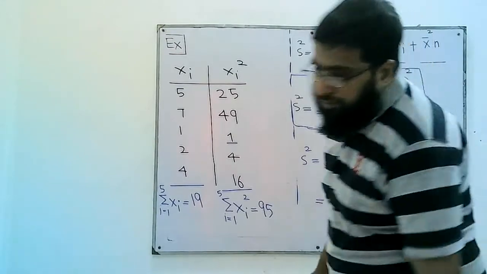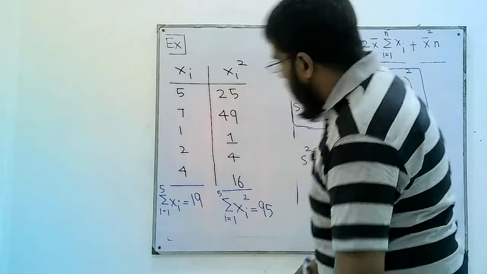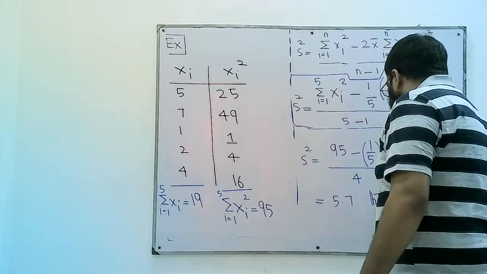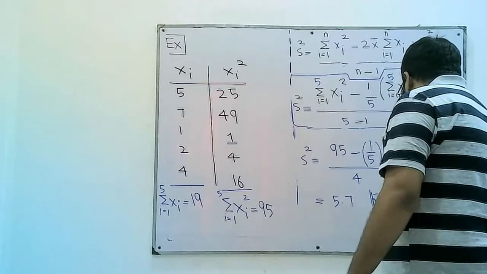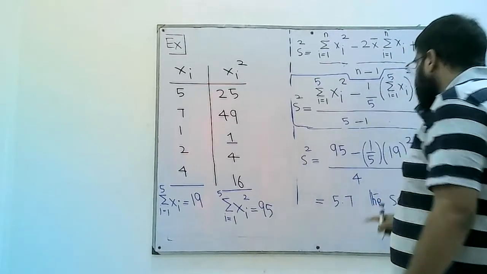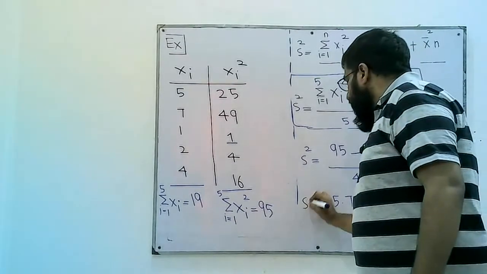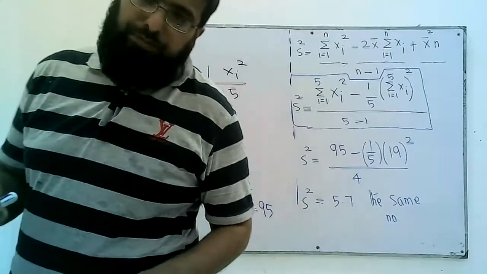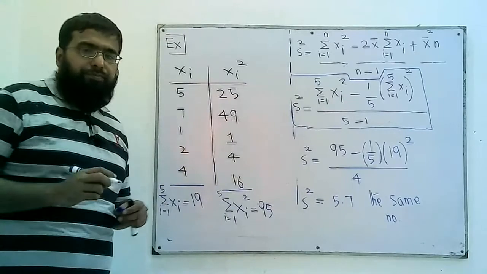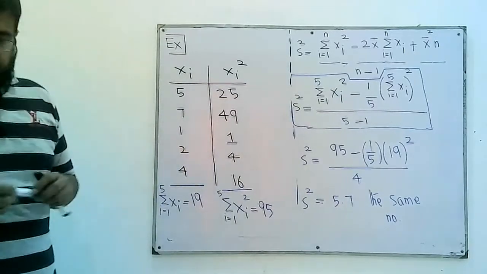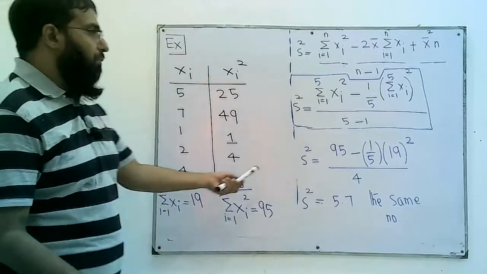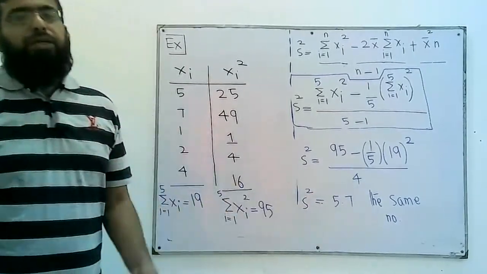Solving this gives us s squared equals 5.7. It is the same number that we reached when we used the conventional formula, or the basic formula, in our last lecture. So we reached there with less effort. With lesser effort, we reach the same answer. That is why this formula is handy, useful, and more efficient.